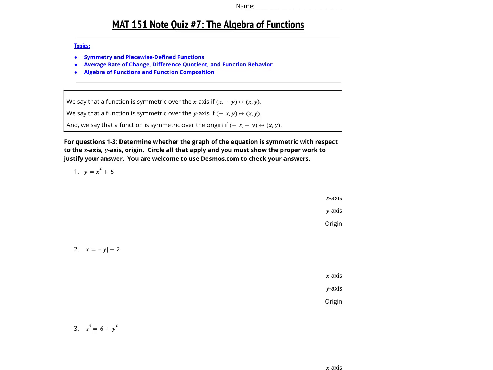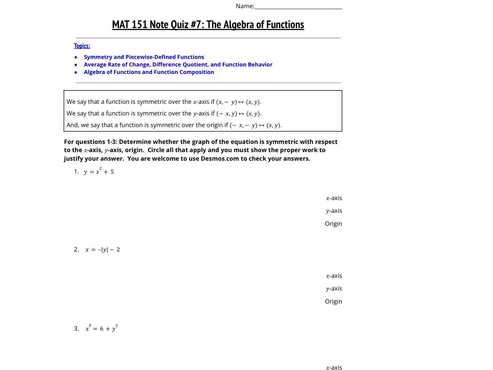Hello and welcome to note quiz number 7, which is titled The Algebra of Functions. In this note quiz, we're going to talk about symmetry, we're going to talk about even and odd functions, talk about how to do the algebra of functions, which is adding, subtracting, multiplying, and dividing, and finally, composition of functions.